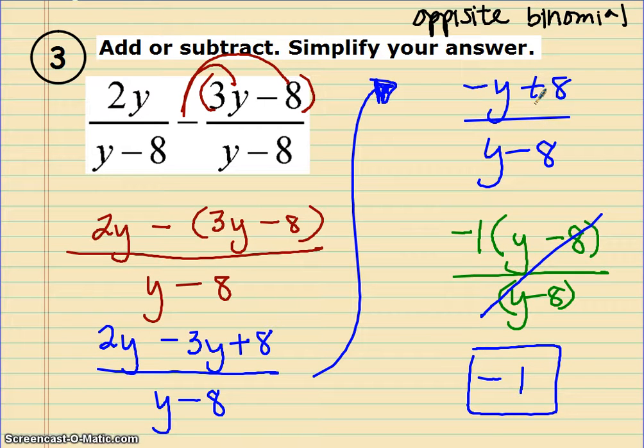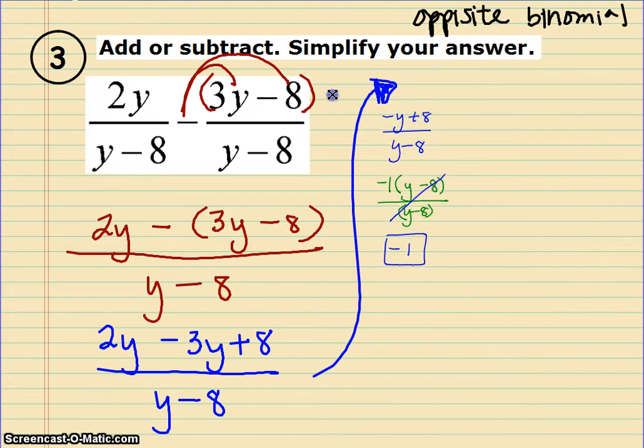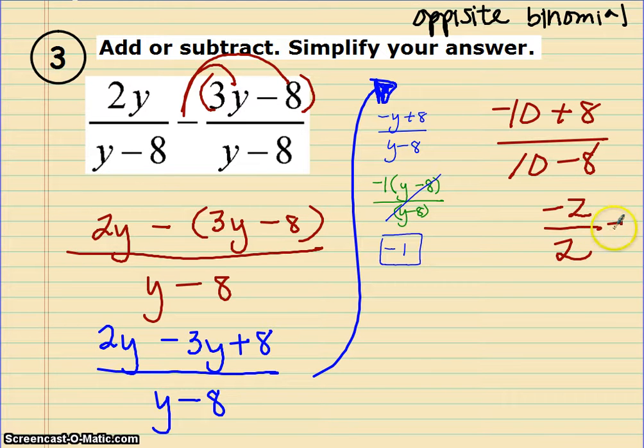So what happens when I pick some numbers here? Let's go ahead and pick a number for y, any number you want. I'm going to go ahead and shrink this up so I have some room to play with it. So let's pick a number for y. How about 10? So if y is 10, we'd have negative 10 plus 8 over 10 minus 8. On the top we get negative 2, on the bottom we get positive 2, which is equal to negative 1.